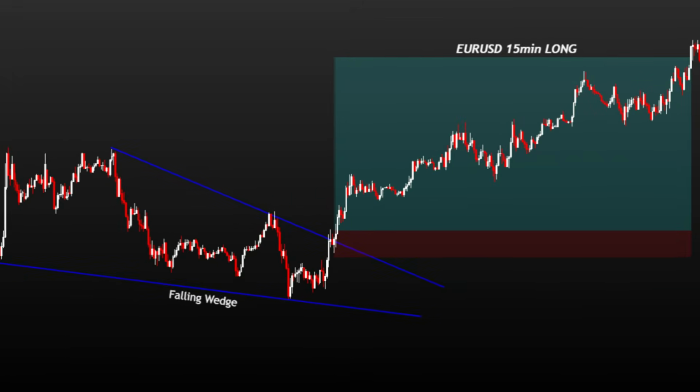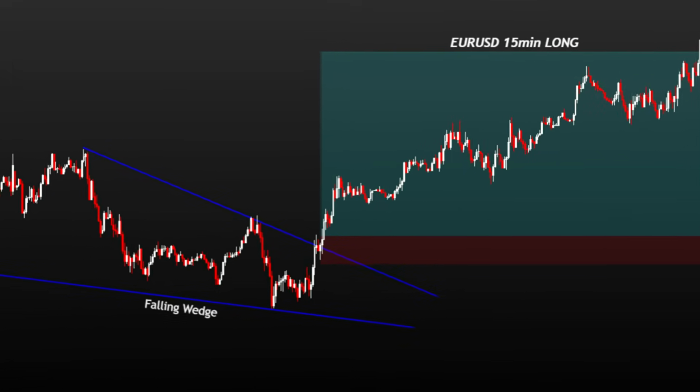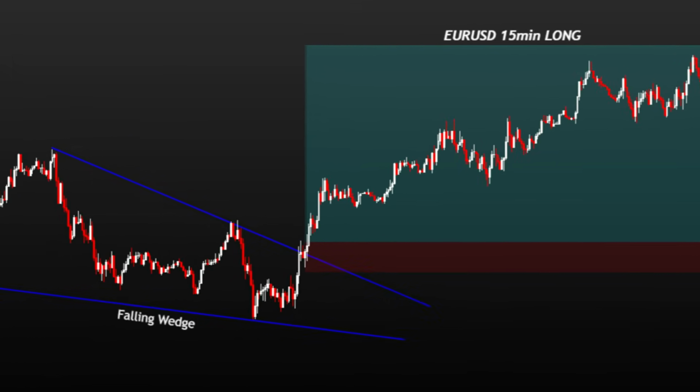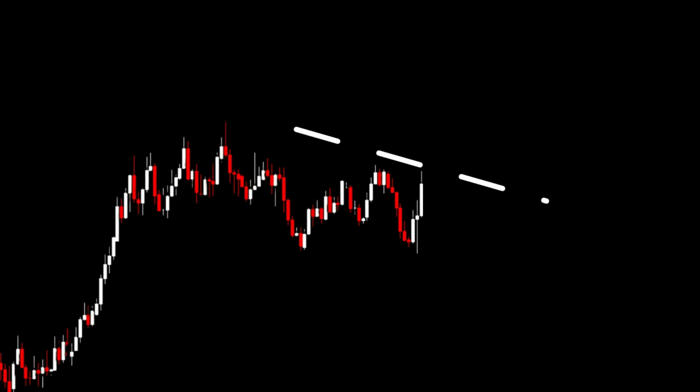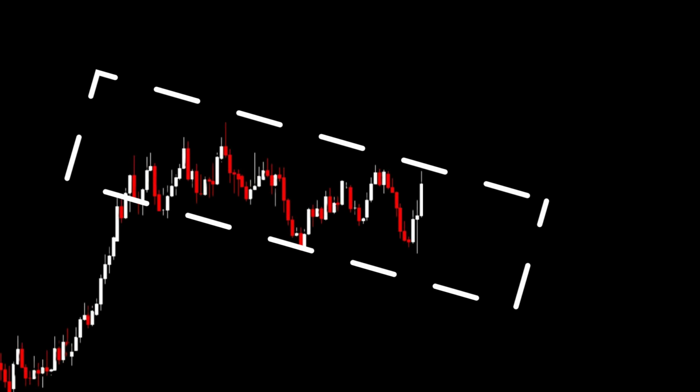Now let's talk about the chart patterns, because this is where things start to get really interesting. Imagine a strong uptrend that finally begins to slow down, it loses steam, and forms a flat range or a correction.